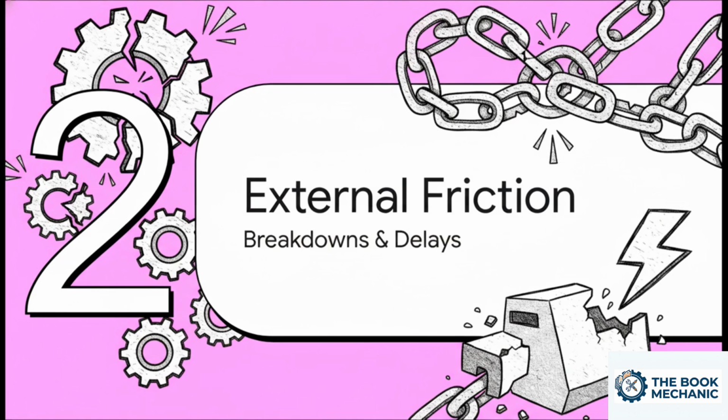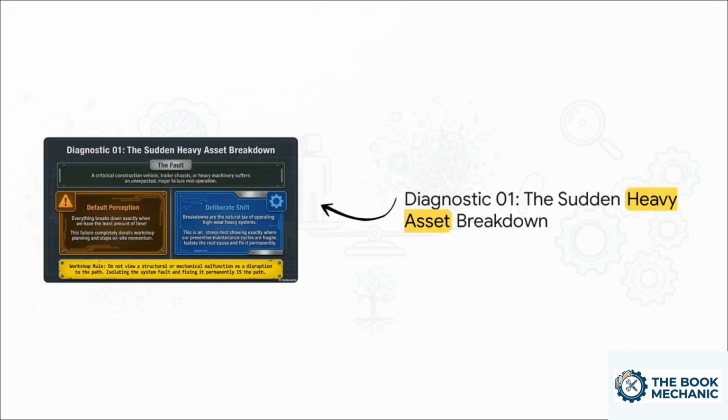Moving on to Section 2, external friction, breakdowns and delays. Diagnostic 01 is something we're all too familiar with. The sudden, heavy asset breakdown. We've all been there, right?